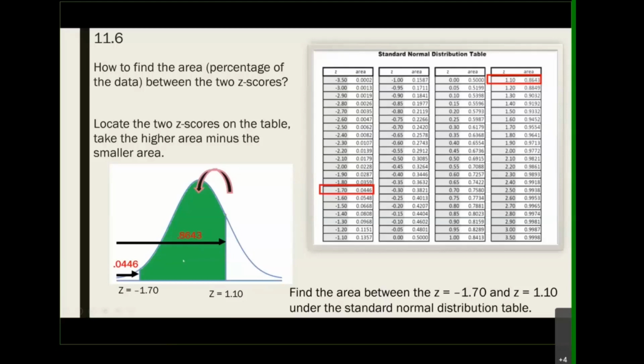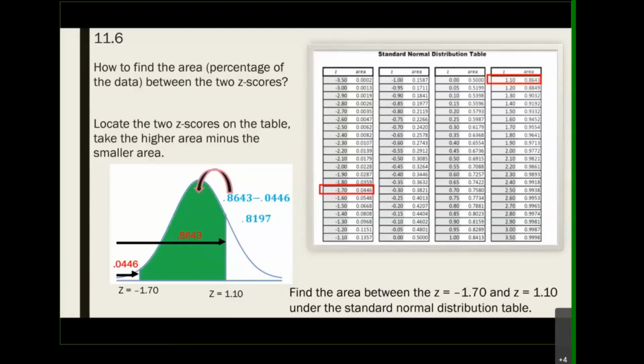Well, to find the item in between, do you agree that all I need to do is take 86 minus 4? I take the bigger percentage, 0.8643, minus the smaller percentage, which is 0.0446. So if I know the long way is this much and the short way is this much, how do I find the difference between? I just subtract the long minus the short.